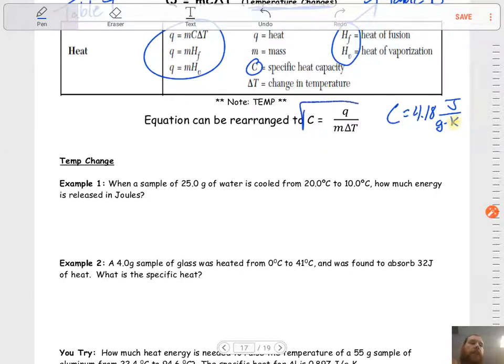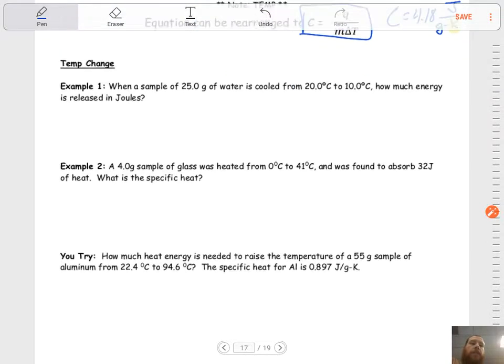Note that you can also arrange this formula in many different ways. One type of question you could be asked is, what's the specific heat capacity of a certain substance? Then you would solve for C, and you'd be given Q, m, and delta T, or be able to figure out delta T. Delta, guys, again, just means change, so it's the change in temperature. Let's jump into some problems and go from there.